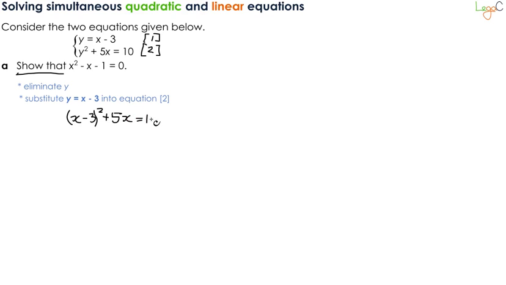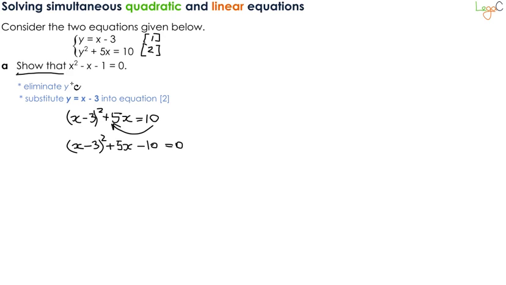equals 10. The next thing that I notice is that on the right hand side of this equation there is a 0. So let's move the 10 from the right hand side of the equation to the left hand side of the equation. So we end up with x minus 3 all squared plus 5x take away 10 equals 0. Just remember, when you move one term from one side of the equation to the other side, you have to change the sign. So this is why 10 becomes negative 10 on the other side.